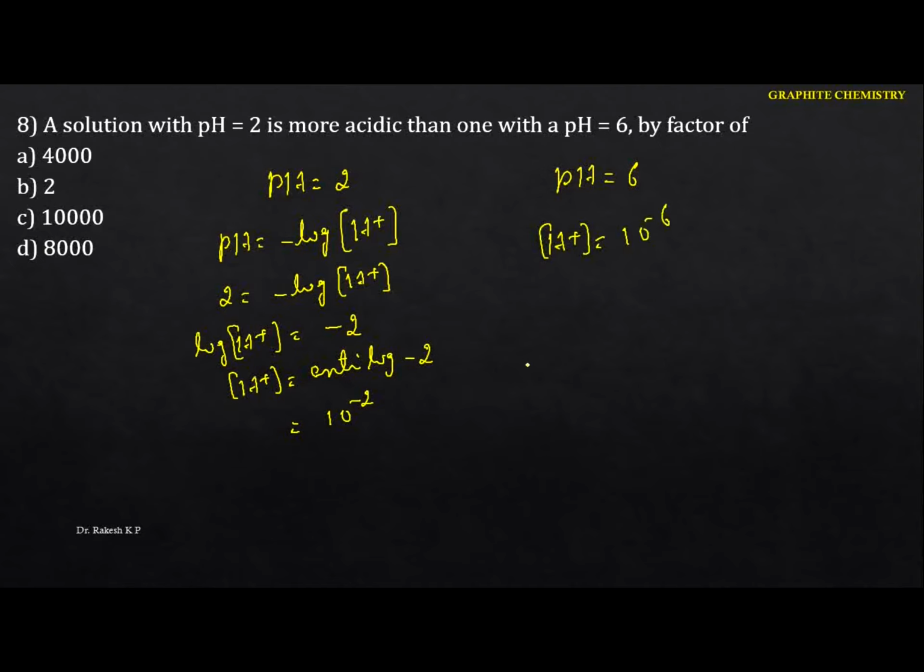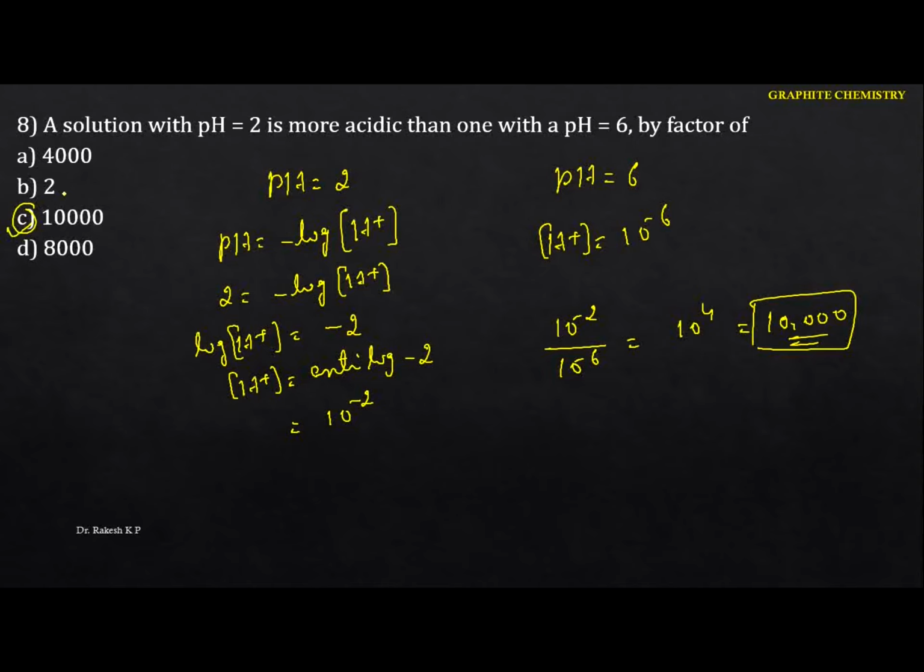Okay, what you have to calculate is the factor, that means by which the acidity changes. So 10 to the power of minus 2 to 10 to the power of minus 6, and here what you are going to get is 10 to the power of 4. That means 10 to the power of 4 is nothing but 10,000. That means a solution with pH 2 is more acidic than the one with pH 6 by the factor of 10 to the power of 4, which is nothing but 10,000. Hence in this case the option is C.